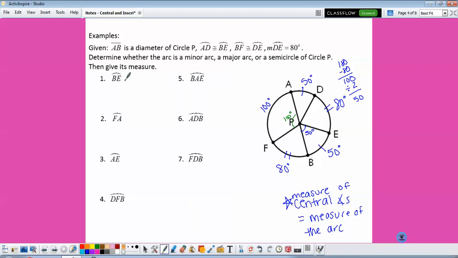All right, now let's go back to our arcs. We're going to determine if it's major, minor, or a semicircle, and then we're going to find the measure. So BE, that's less than halfway, so it's a minor arc. It's also named with only 2 letters, and we said it's 50 degrees. FA, we said is 100 degrees. It's also a minor arc.